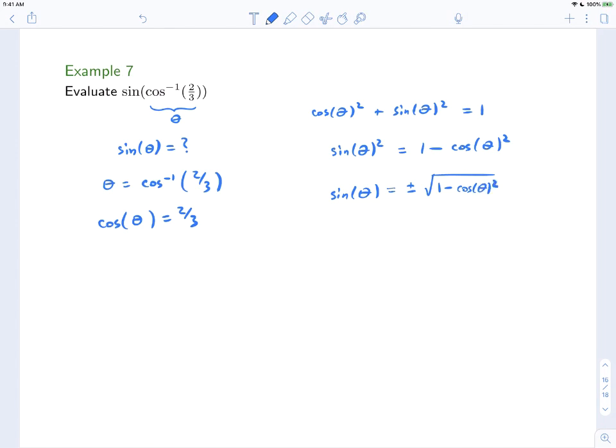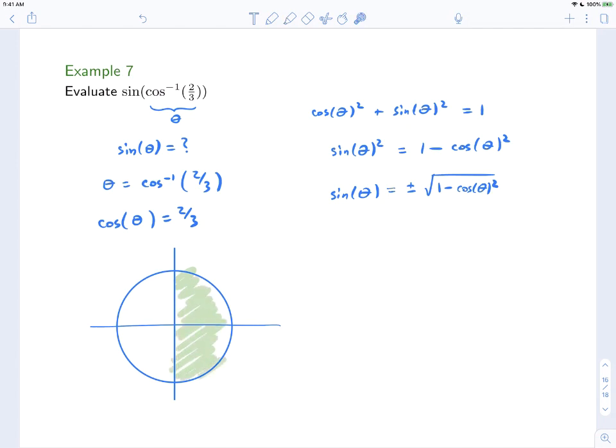And again, we have to determine if it's a positive or a negative square root, but it's just like before. We draw a unit circle, like so, and we're trying to figure out where our angle is. Which quadrant are we in? Well, what do we know? We know that cosine of theta is 2/3. So cosine of theta has to be a positive number. So that means our x-coordinate on this unit circle is a positive number. So that means we're over here somewhere.